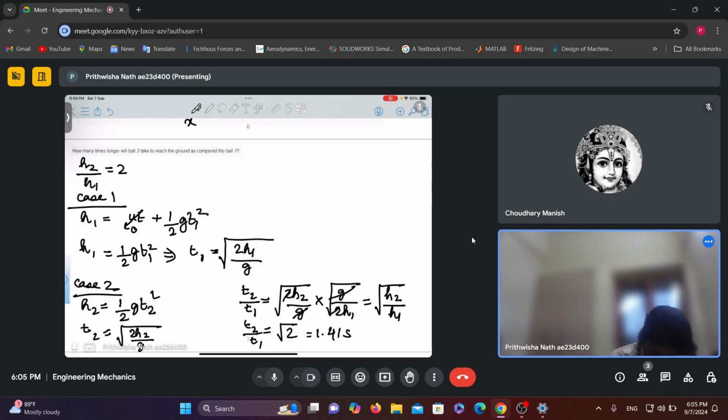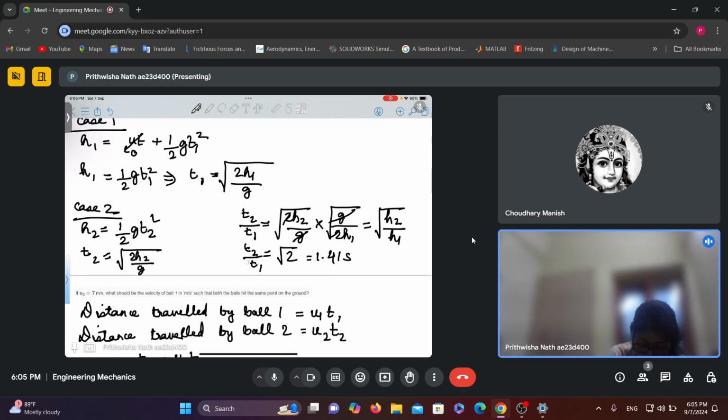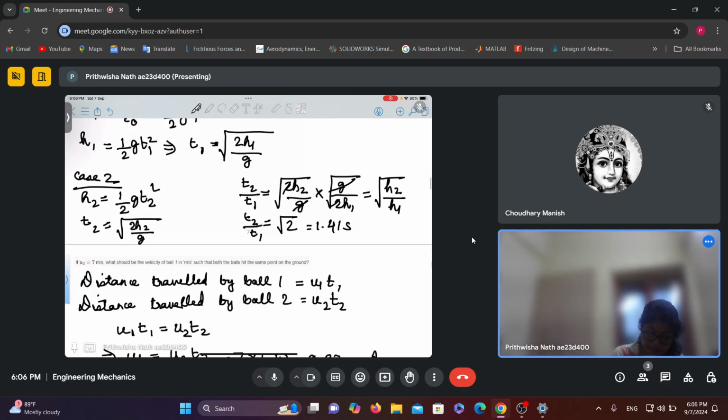So this is for the y direction. In y direction we have no velocity, so that is 0. Therefore time is given by this expression. It is same for both the cases, only the height is differing. So finally we need to find the ratio of T2 and T1. We substitute and get it as 1.41 second.